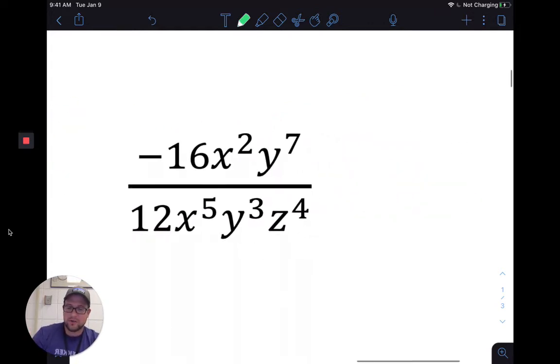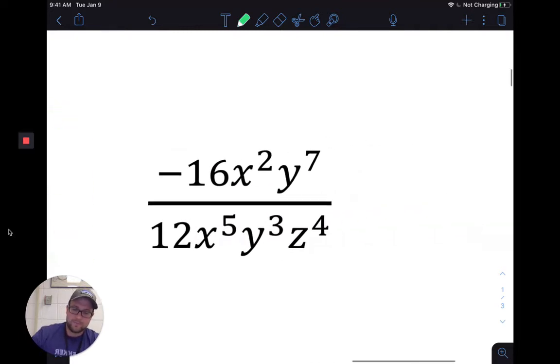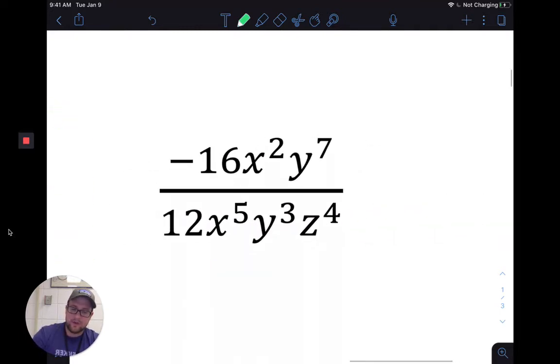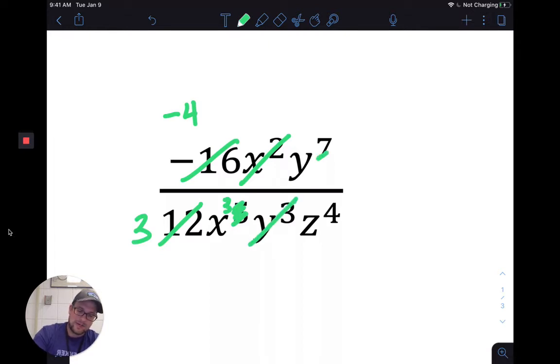Again, these are all multiplied together. This minus is really just a negative, so we don't have to really focus too much on that. That's not what I mean when I say pluses or minuses. So dealing with 16 and 12, we know that 4 goes into each of them. So this is going to change to a minus 4. This is going to change to a 3. For the x's, this will cancel off, and we'll be left with only 3 in the bottom. For the y's, this will cancel off, and this will change to a 4.